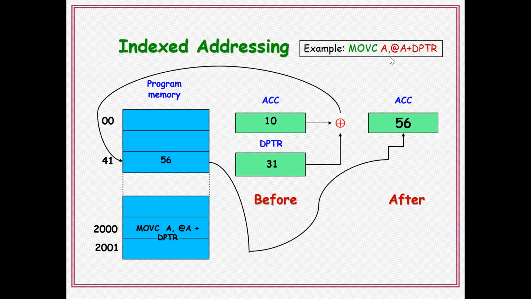The @ indicates that 41 is treated as a memory location. Which type of memory location? In the previous case it is RAM because there is no C present. Here C is present, so C indicates code memory. So the value available at the 41H code memory location is copied into the accumulator. After execution of this instruction, the accumulator holds the value 56. Okay, that is about the index addressing mode.